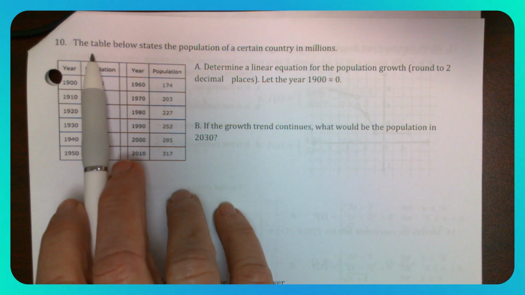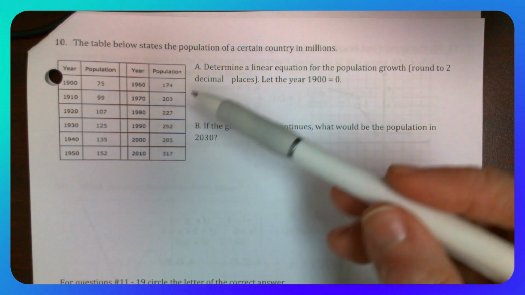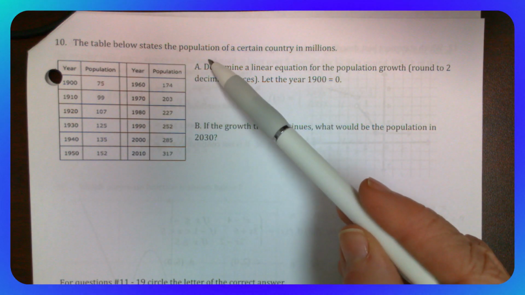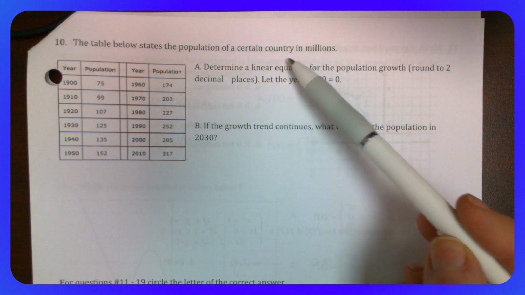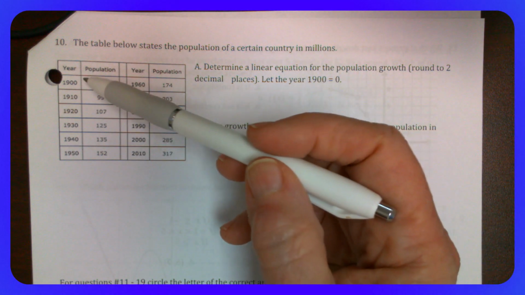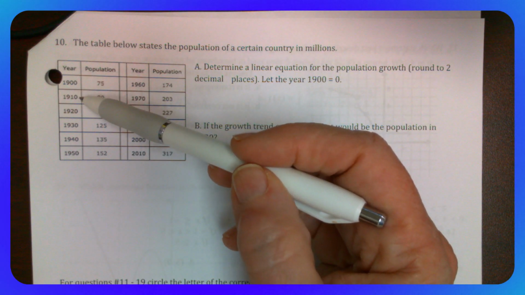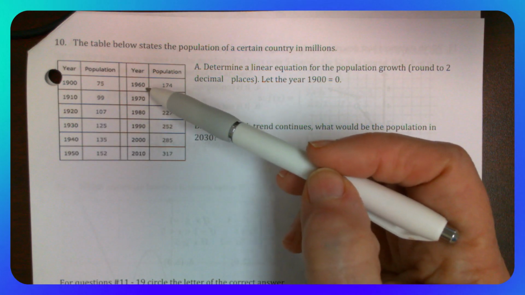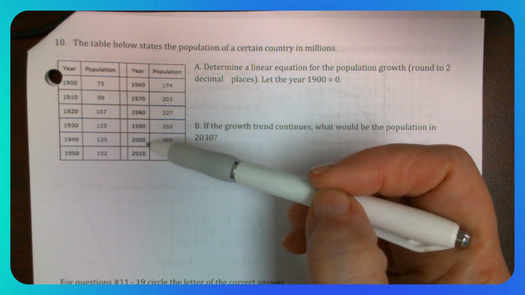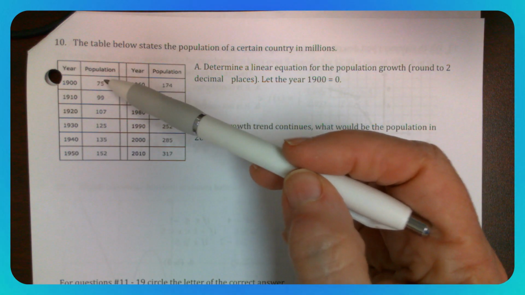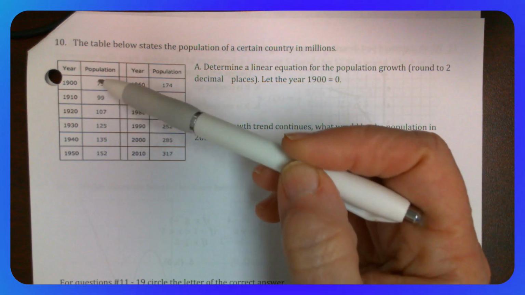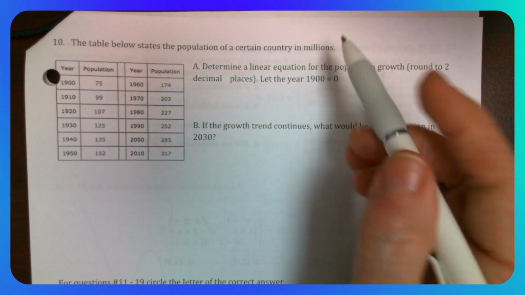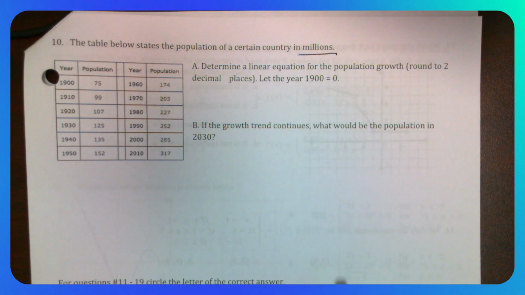All right, we're going to pick up with question number 10. Number 10 is showing us a table. It says that the table below states the population of a certain country in millions. So we're looking at the years 1900, 1910, 1920. It's going up by 10 years each time we go down the table, so we go up to 2010. The population in 1900 is 75 million because we're stating it in millions.